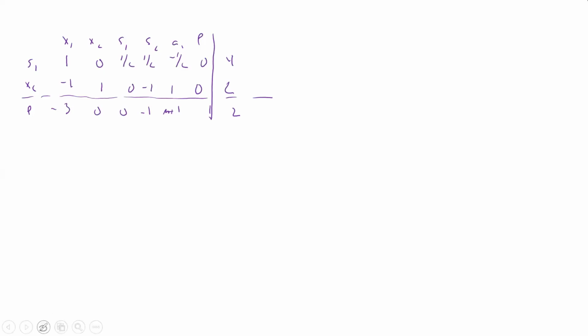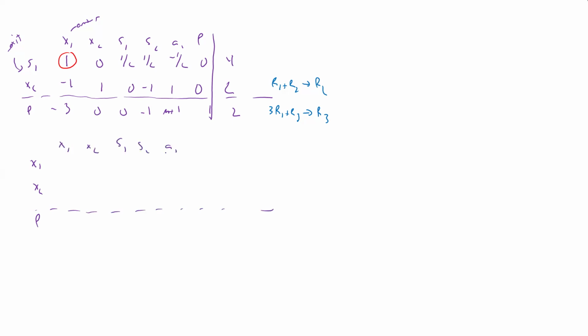All right. And again, this is our pivot, so now we need to make those to be 0. So how do we do that? Well, if we take row 1 plus row 2, and that's our new row 2, that'll go to 0. If we take 3 row 1 plus row 3, that'll be our new row 3. All right. So this one is enter, and this one is exit. And so now we have X1, X2, S1, S2, A1, and then we have a P.